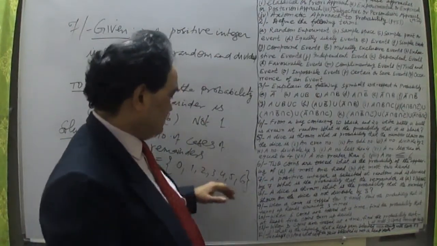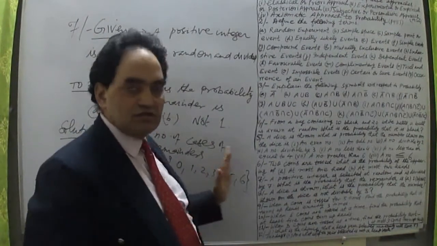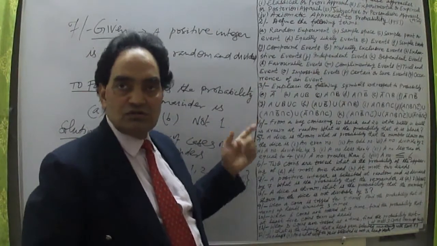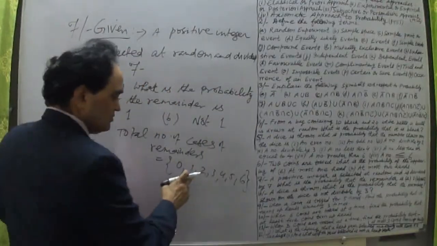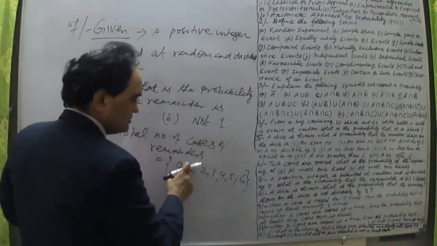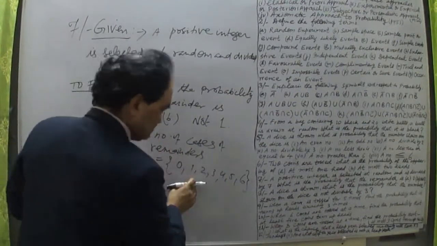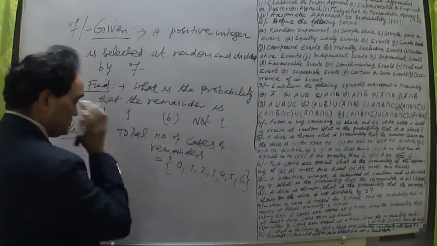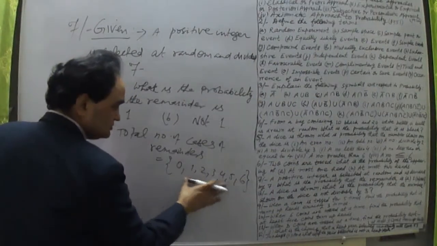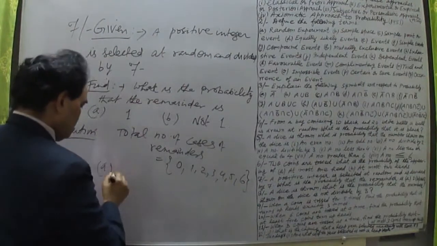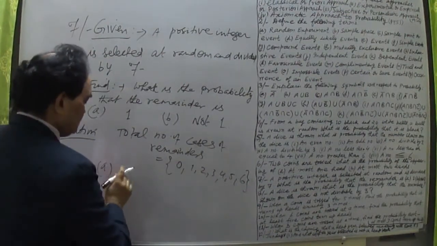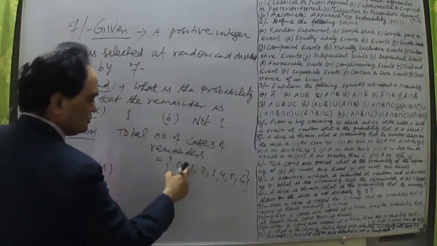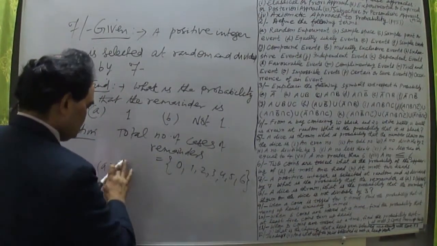How many cases are there? Total cases are 7. Now if 1 is the remainder, that is only 1, so favorable cases is 1. In this case favorable cases is 1 because 1 is the remainder. You have to find the probability that the remainder is 1. Let me now write down there. Now, part A: total number of cases we have just talked about, these are the remainders 0 to 6. Now, the number of favorable cases: when the remainder is 1, there is only one remainder, 1. One case is there.